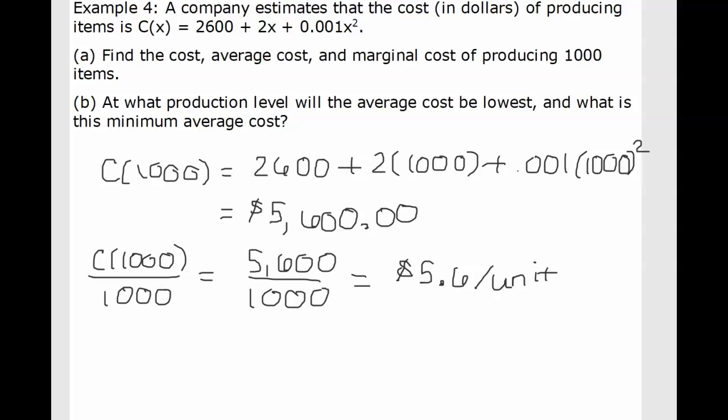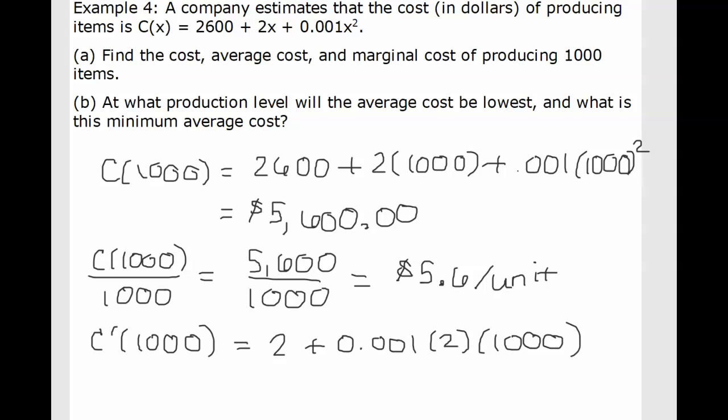The marginal cost would be C prime at 1,000. So 2,600 as a derivative goes away. The derivative of 2x is 2, and then the derivative of 0.01x squared is 0.01 times 2 times x. So the marginal cost at 1,000 units is $4 per unit.